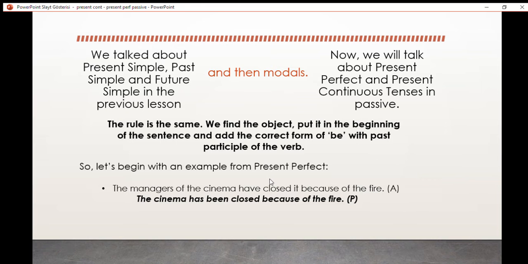So this is a regular verb. The cinema has been closed because of the fire. And this is the passive voice of the sentence. Now, we don't need to say by the managers or by the managers of the cinema. What's important is that the cinema is now not open.